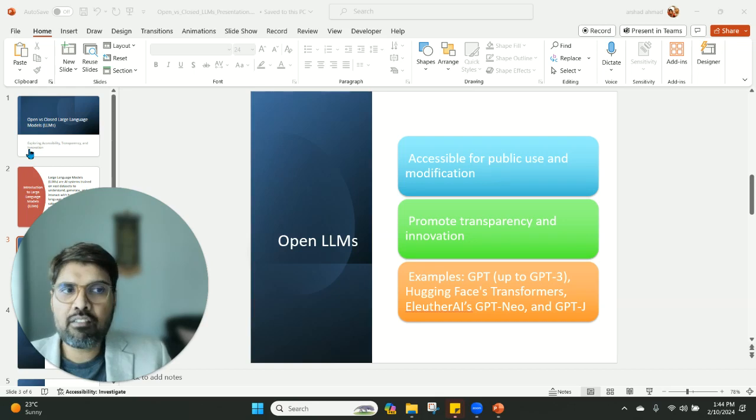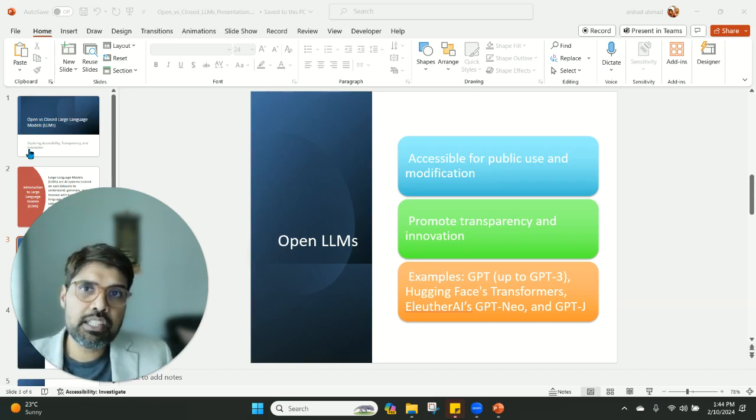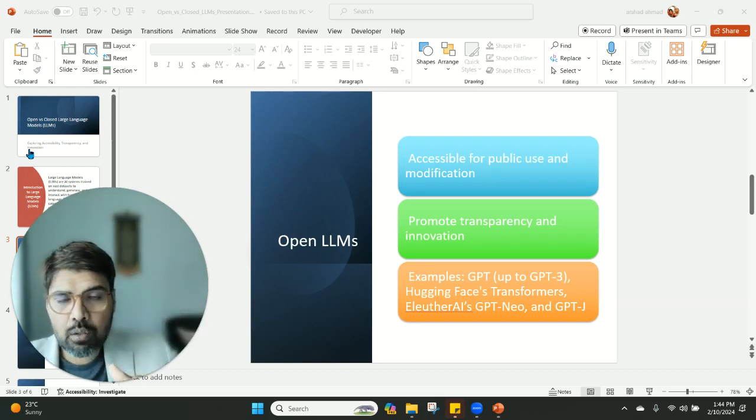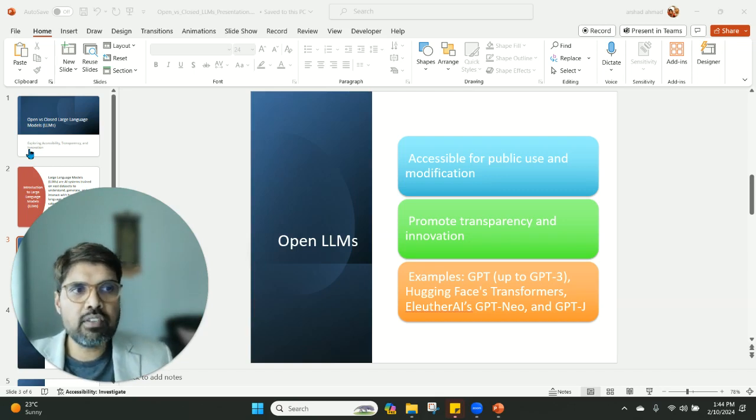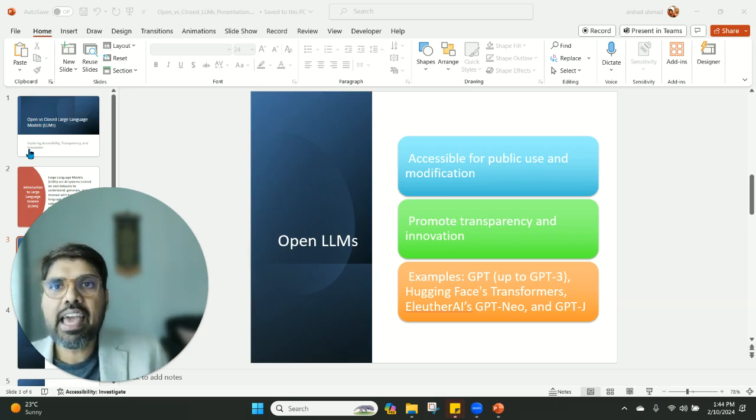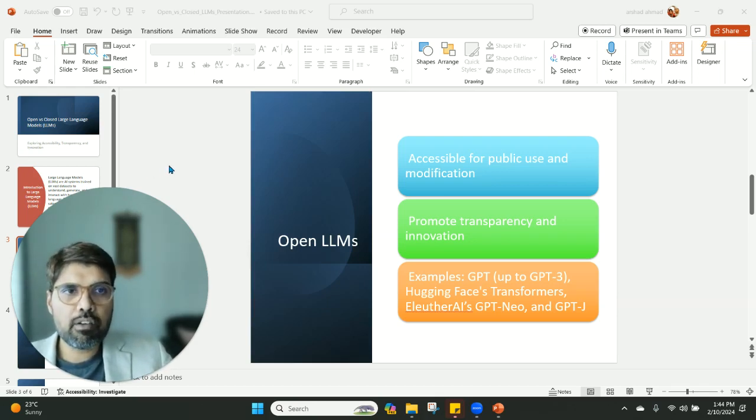Up to GPT-3 we have all open source. Any other GPT that we are using right now is closed source. And then we have transformer models, GPT Neo, and all the GPTs that are out there. And the best thing about open LLMs is that you can download them from Hugging Face, you can run them on your local PC as well, and this is very, very powerful.